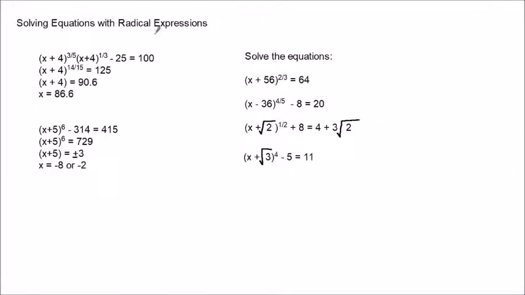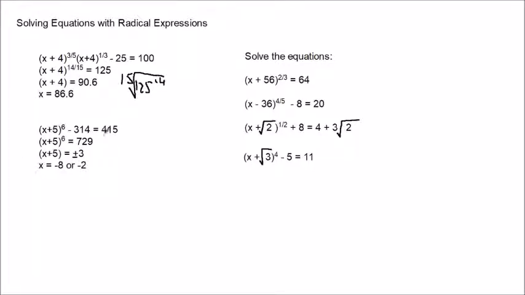Next line. Solve equations with irrational expressions. Now, I'm going to have a phone right here because there's no way I can do these in my head. So, we're looking at the examples right here. X plus 4 to the 3/5 times x plus 4 to the 1/3 is 100. They're both x plus 4, so you can just add the exponents. 3/5 plus 1/3 is 14 over 15, right? So now you do the 15th root of 125 to the 14th power in the calculator, because there's no way you can do it in your head. You'll get 90.6, and then subtract 4, you'll get 86.6. Simple.